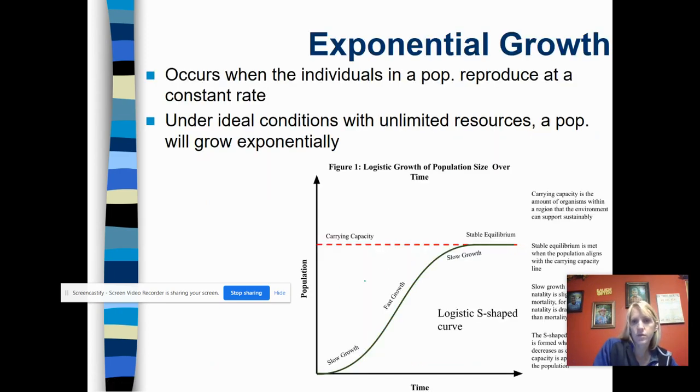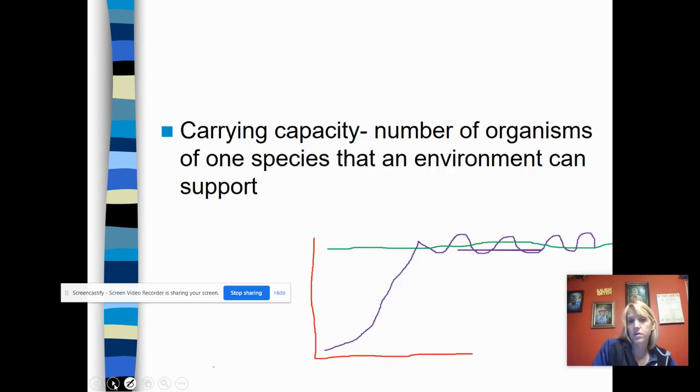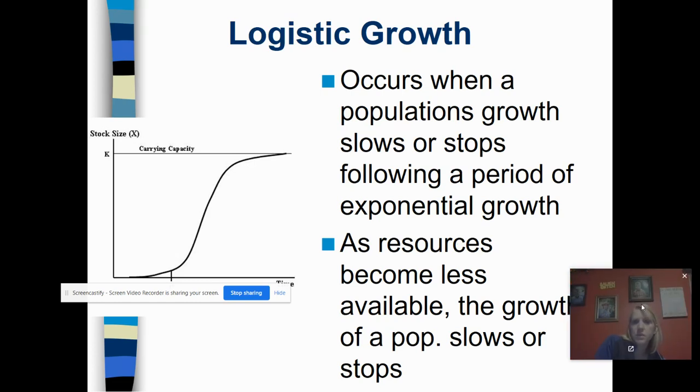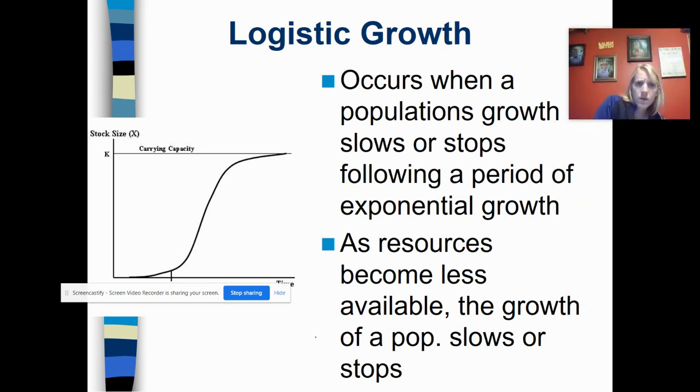If we go back, you can see here they showed the carrying capacity and says stable equilibrium: the total number of species a specific area can support. Logistic growth occurs when population growth slows or stops following a period of exponential growth. It's called the S curve because it looks like an S. This whole thing would be logistic growth, because resources become less available and the population slows or stops.